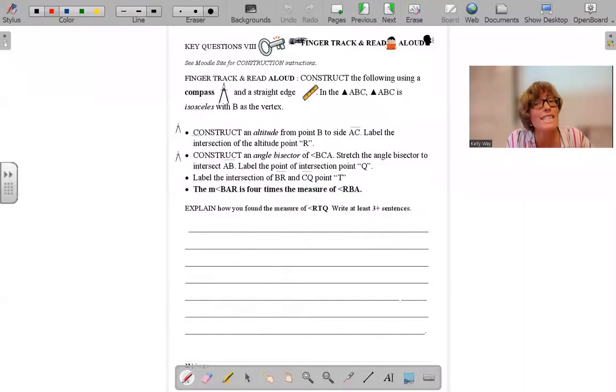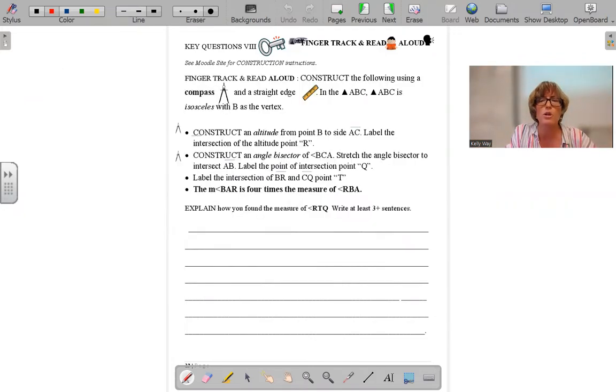All right, now we have our second construction. It says, finger track and read out loud, construct the following using a compass and a straight edge. Triangle ABC is isosceles with B as a vertex.